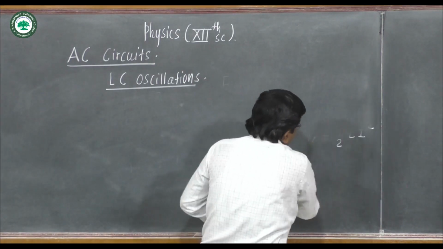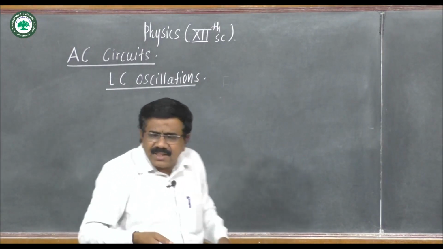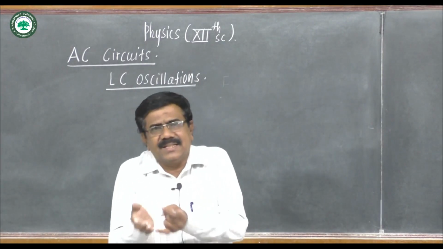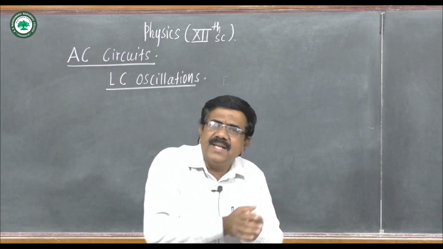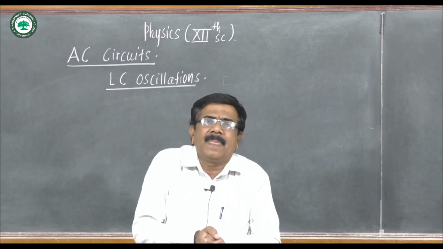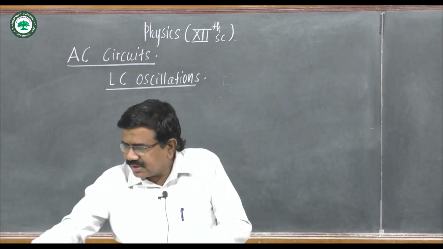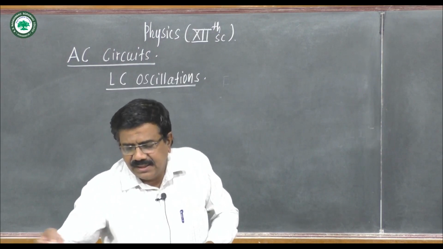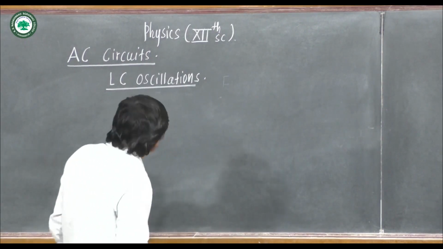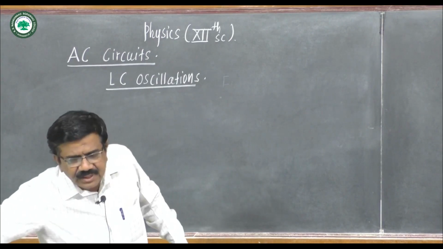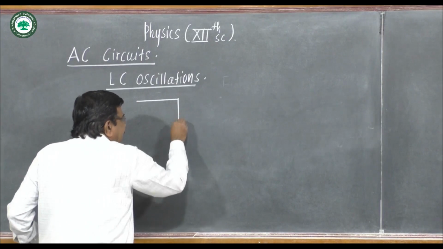Now we see in detail how the LC oscillations are produced, how the electrostatic energy of the capacitor is converted into magnetic field energy of the inductor, and magnetic field energy of the inductor is converted into electrostatic energy of the capacitor. We see it in detail with the help of different circuit diagrams. See here this first diagram.